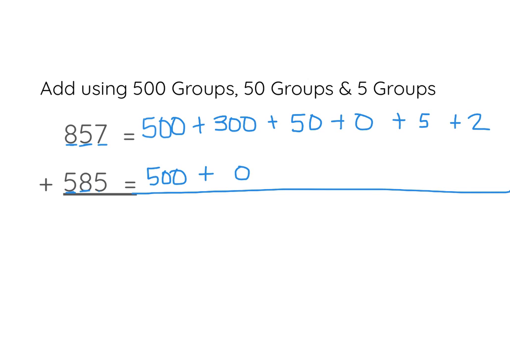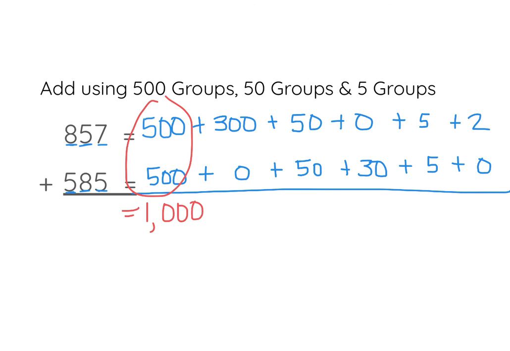I need a 0 to go underneath those hundreds. An 80 is a 50 plus a 30. And a 5 is a 5 plus a 0. Notice these take a lot of writing, but they help us to get the right answer. So 500 plus 500, woohoo! That is a big woohoo. That is a 1,000 plus 300. Woo! 50 plus 50 equals 100 plus 30.